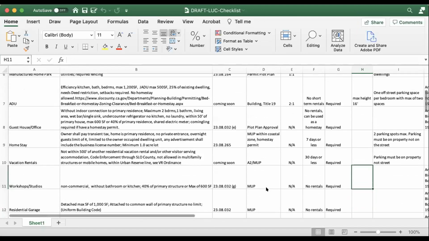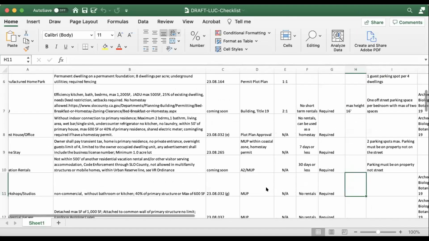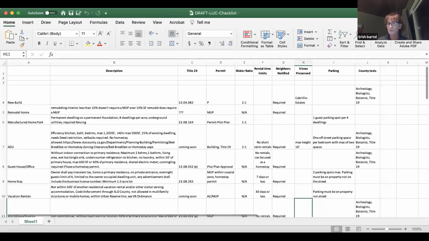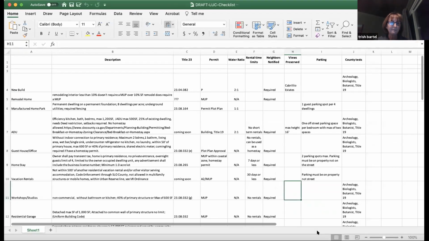And right now we have new builds, remodels, manufactured homes, ADUs, guest houses, offices, homestays, vacation rentals, workshops, residential garages, secondary dwelling, greenhouses, decks, 8 different things under cannabis, temporary storage yard. There it is. Thank you. That one has been updated a tad. We do have hotels, motels, antennas, and things like that.